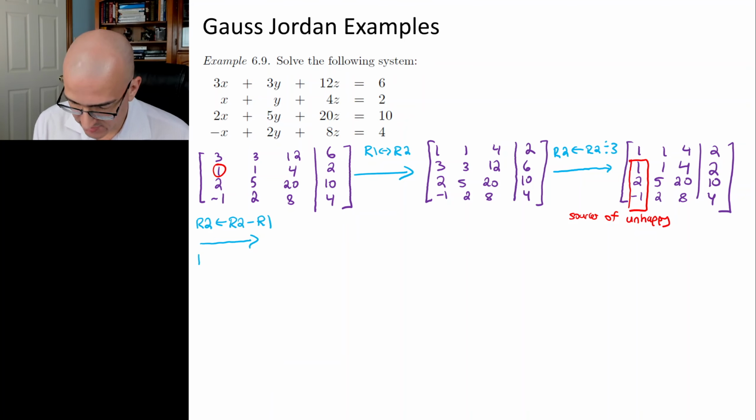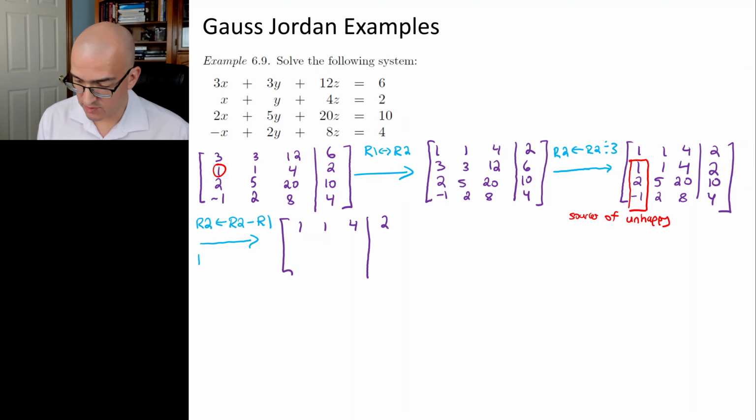I'll do that move first and then write down what the other moves are, because it gets more confusing if I don't. So row 1 is going to stay the same. We're not changing that row in this move. We're using it as the weapon. Row 2: 1 minus 1, 1 minus 1, 4 minus 4, 2 minus 2. It's all zeros. That's not a problem.